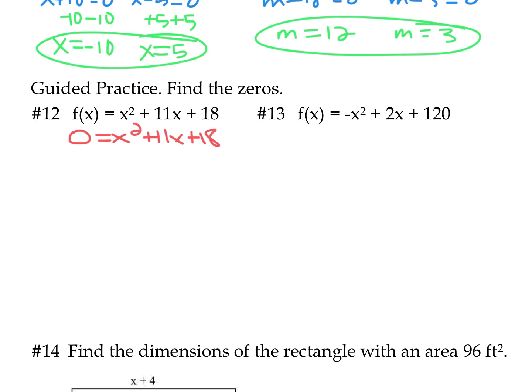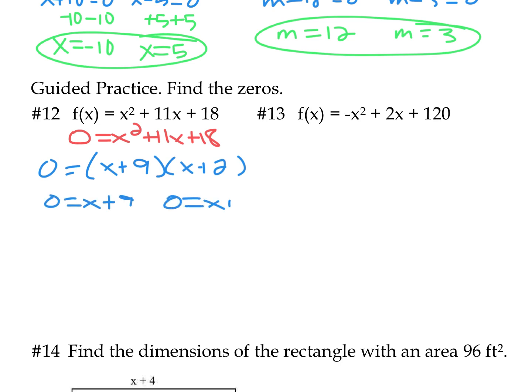So first I'm going to factor this. What numbers multiply to give me 18 and add up to 11, both positive, so it's going to be 9 and 2, positive 9 and positive 2. That equals 0. So I have 0 equals x plus 9, 0 equals x plus 2.